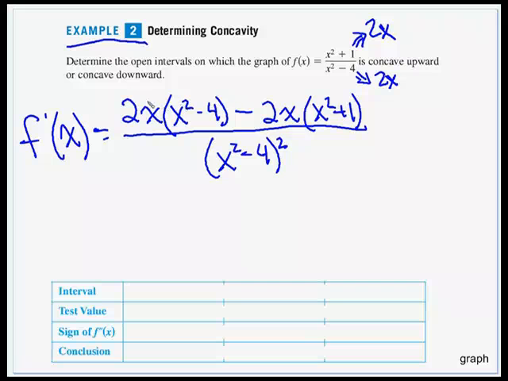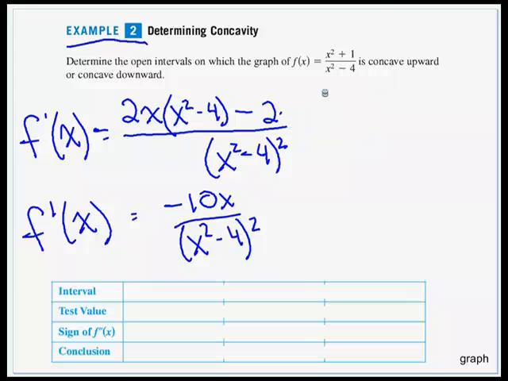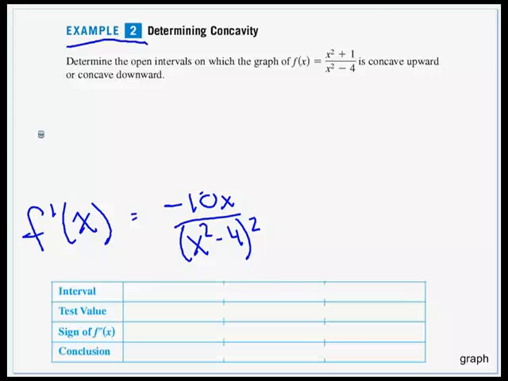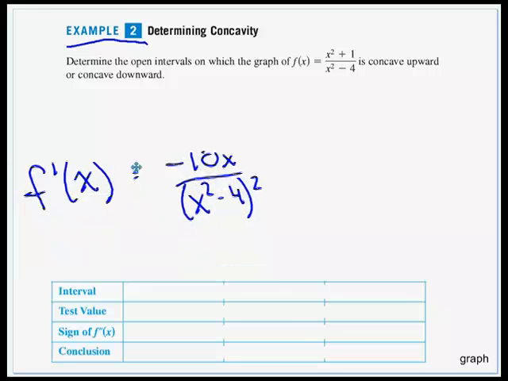Now in the numerator we can distribute the 2x's, combine our like terms, and when we get it cleaned up and looking pretty, our first derivative is negative 10x over x squared minus 4 quantity squared. So there's our first derivative. And now we want to take the second derivative. And it's another quotient. We are going to have to do the quotient rule again.